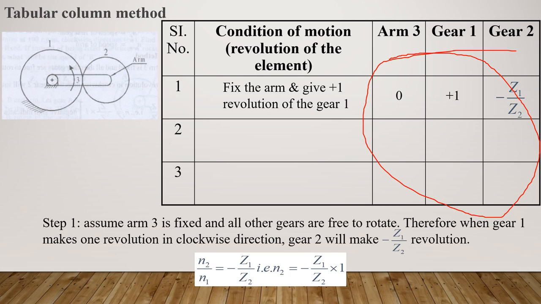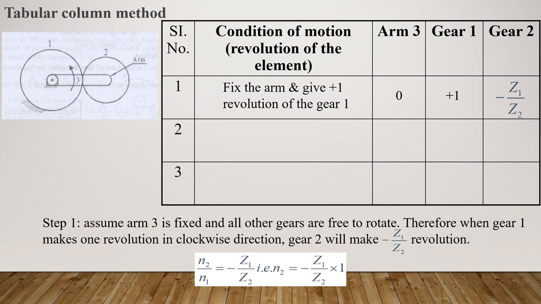So for arm 3, you are filling the speed value, gear 1 its speed value, gear 2 its speed value. Okay, so that has to be written in this particular area here. So now you are fixing the arm. When you fix the arm, what will be the speed of the arm? It will have the speed 0. So its speed is 0.